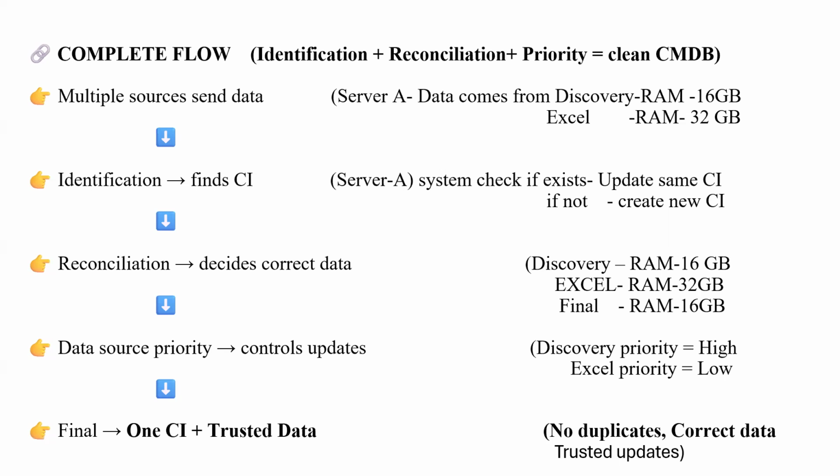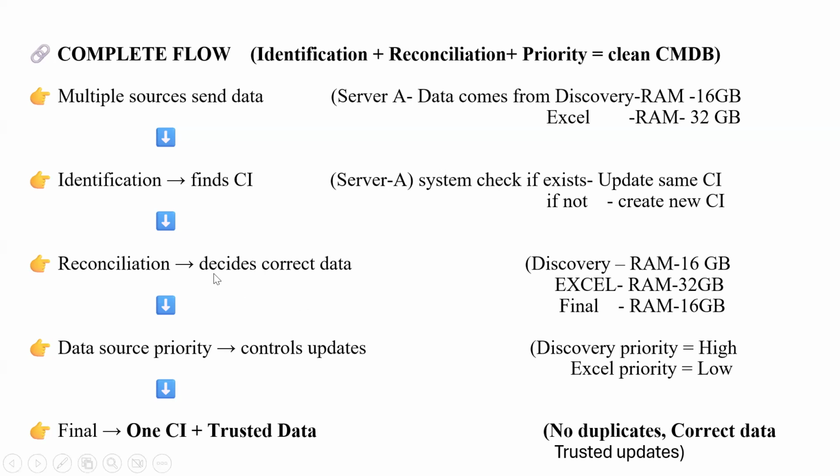Now the system has a conflict. Which value to take? This is a common exam scenario. Which value will it take? The data comes from Discovery, so RAM 16 GB only it will take. That is the rule. Next, identification finds the CI. It means identification checks whether the incoming data matches an existing CI. A simple example is all sources sending the server name. The system checks if it exists, then updates the CI. If it does not exist, it creates a new CI. If it exists, update the CI. If it is new, create a new CI.